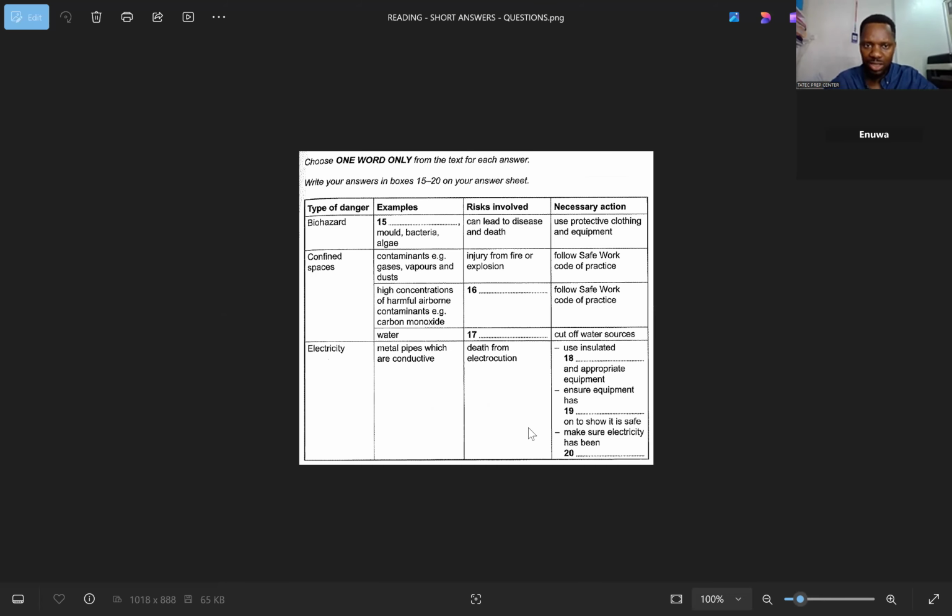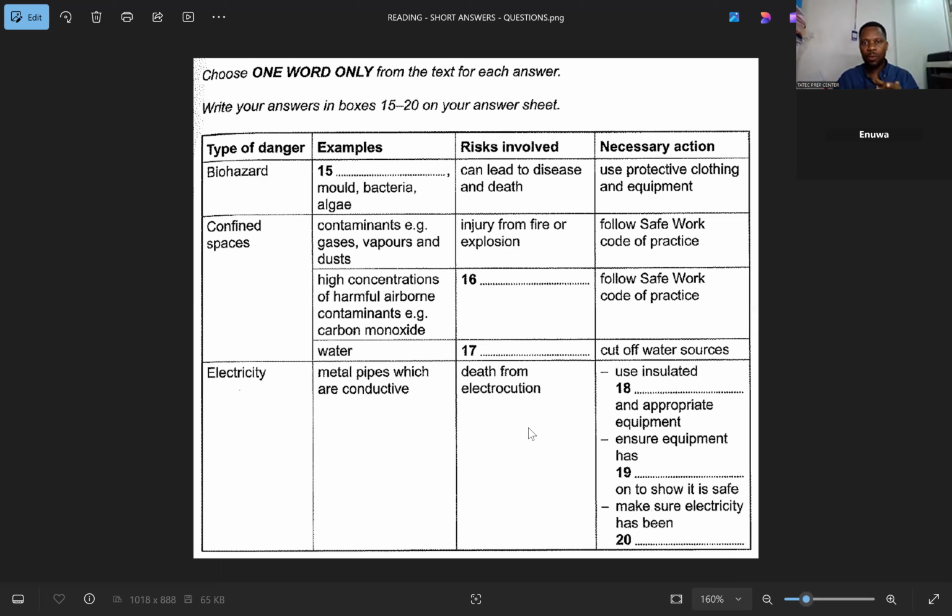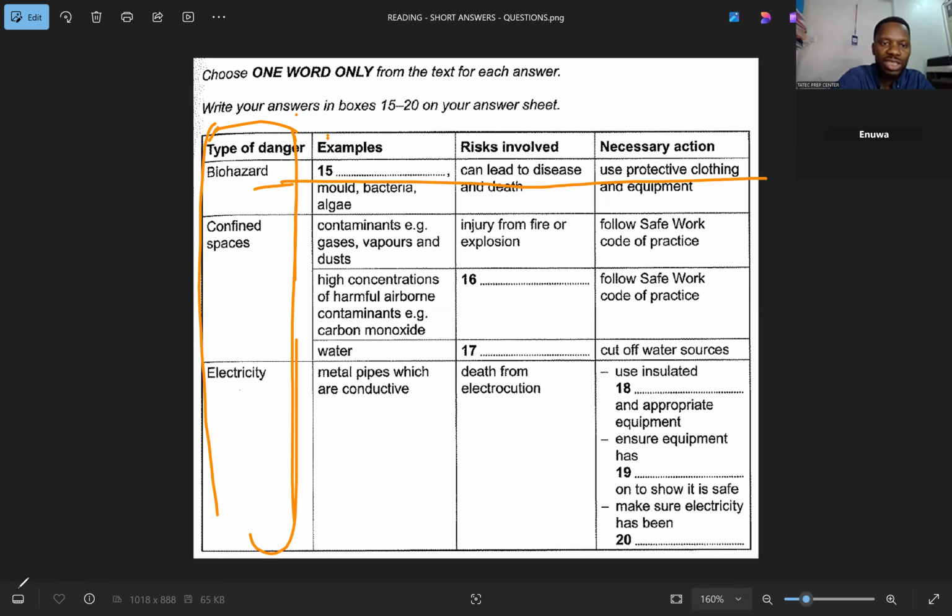All right, so here is the question. It is in a tabular form. It says choose one word only from the text for each answer. Write your answers in boxes 15 to 20 on your answer sheet. Now we have the column right here. It has headings. So what you need to do is read the heading and follow the line. That's the row to get your answer. So you read this first one here.